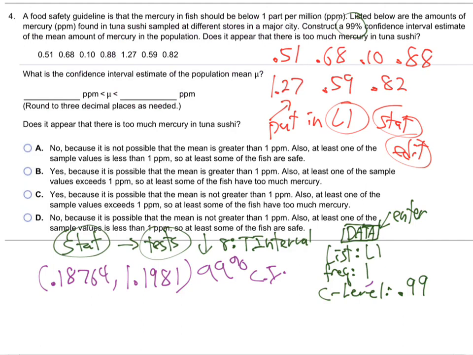So does there appear to be too much mercury? Yes. I don't know if it's B or C. Yes, because it is possible that the mean is greater than 1. Also, at least one of the sample values exceeds 1. So at least some of the fish have too much. Yeah, that looks good to me. What's C say? Yes, it's possible that the mean is not greater than 1. No. B. Yeah, B. It's possible that the true mean, right? Remember, we're always going after the truth. The true mean, we're using our sample to get at the truth.